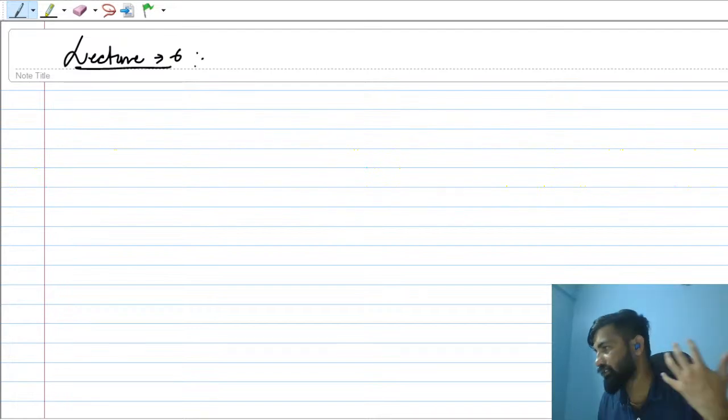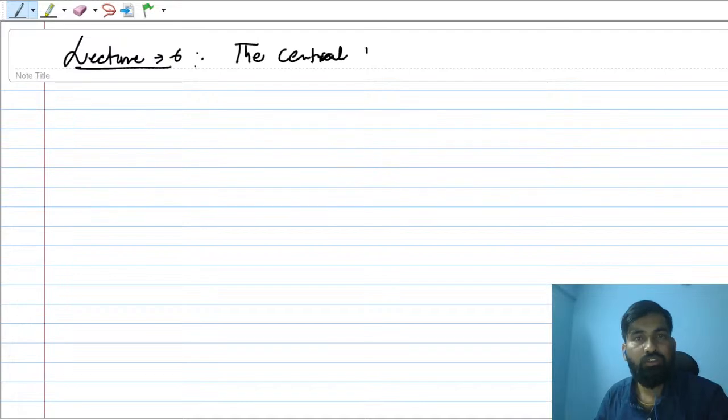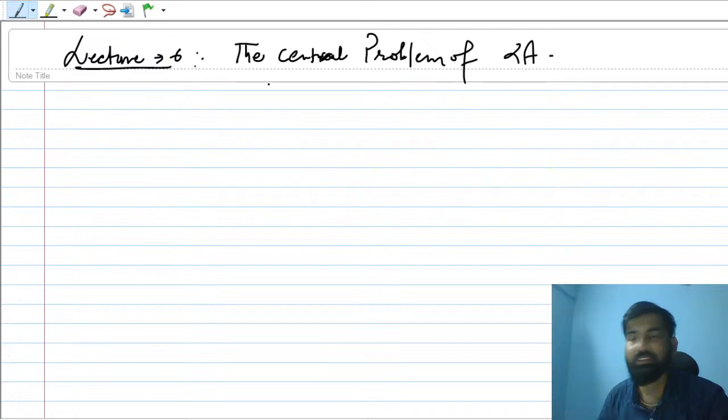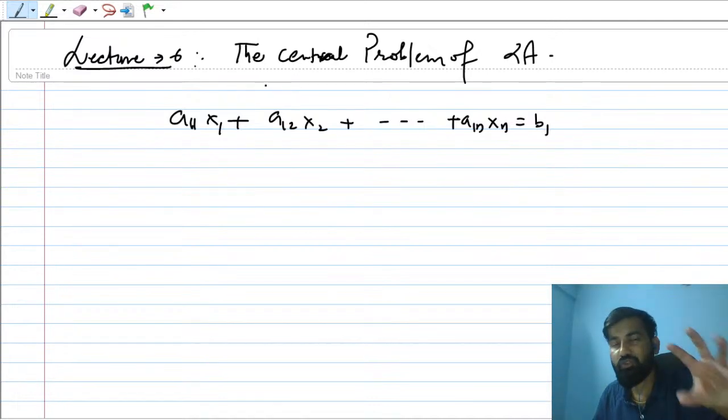The central problem of linear algebra, LA, is to solve a system of linear equations. Already we know that. Suppose we have been given a system of linear equations of this kind: a11x1 plus a12x2 plus and so on, plus a1n xn equal to b1. We are just taking the non-homogeneous system of linear equations.